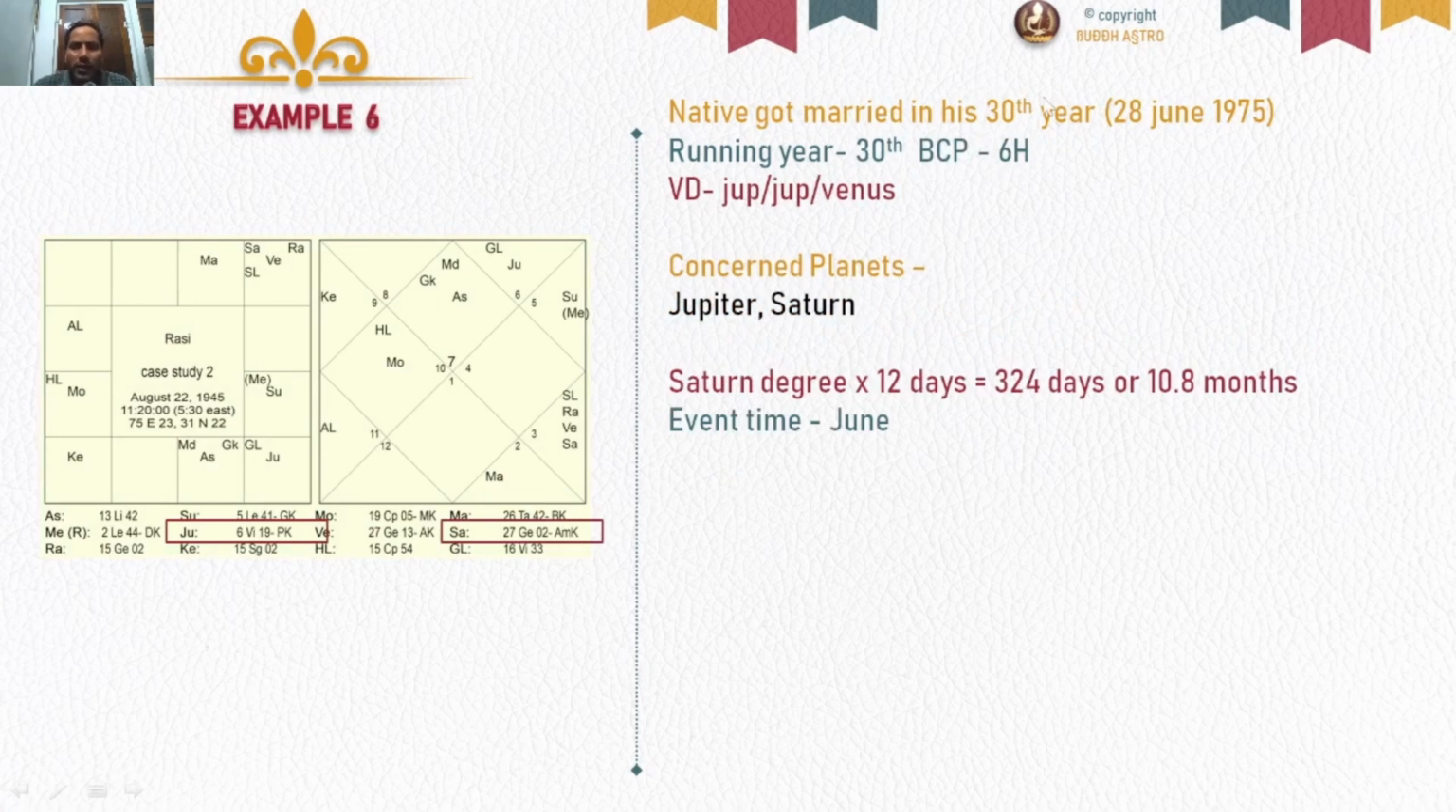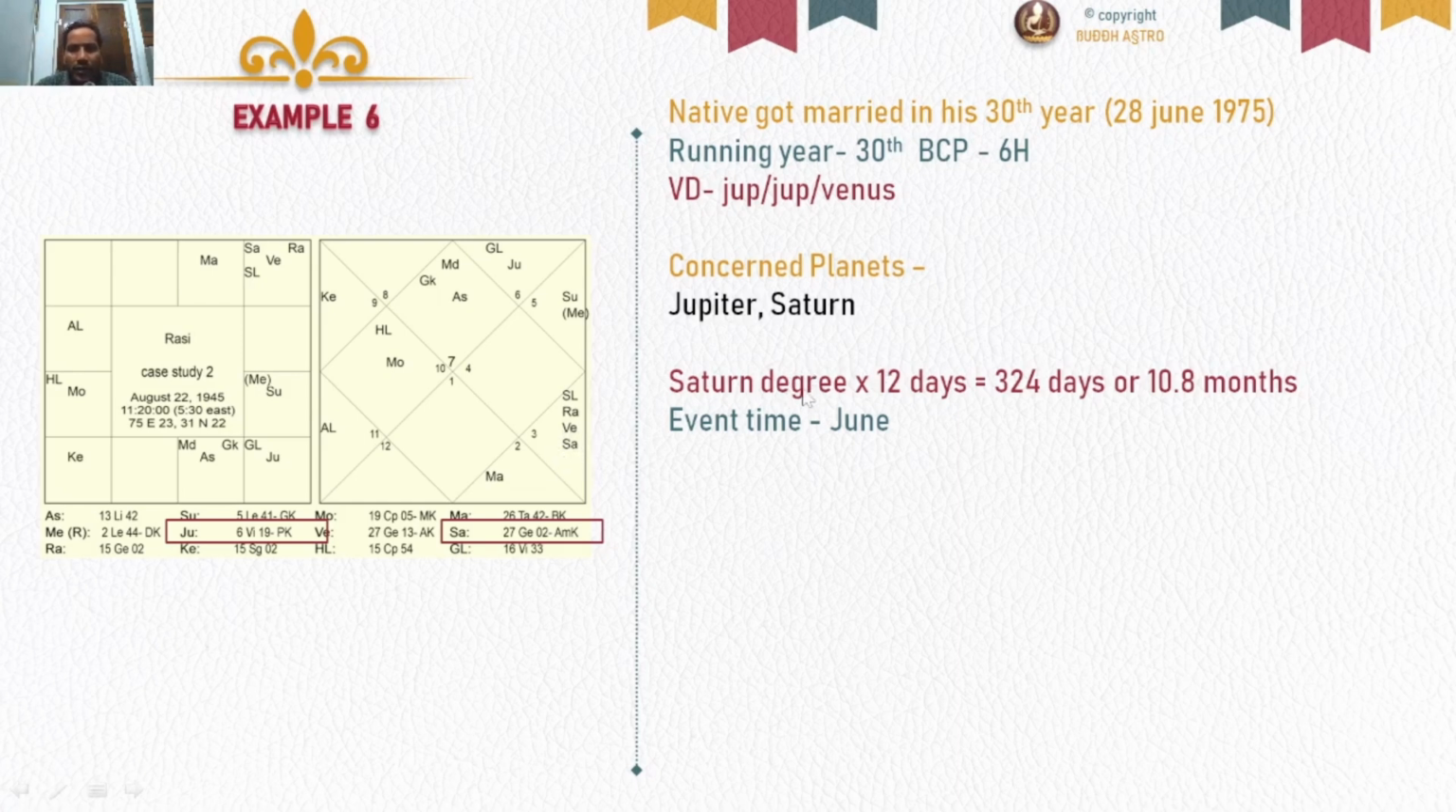This native got married in his 30th year. So running year will be 30th. BCP house is the 6th house. This is the 6th house. 6th house is ruled by Jupiter. Jupiter is also aspecting it along with the Saturn. Saturn is also aspecting this house, right? Saturn is also sitting with the Venus. So I am taking Saturn degree also.